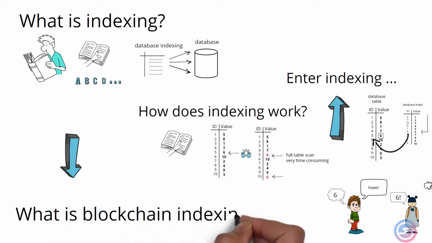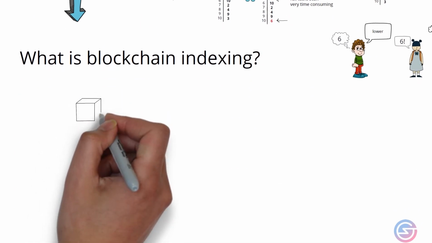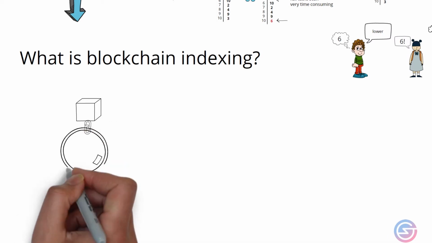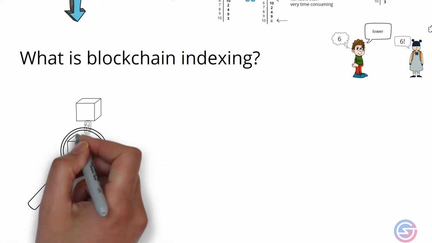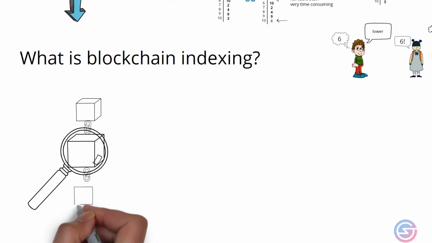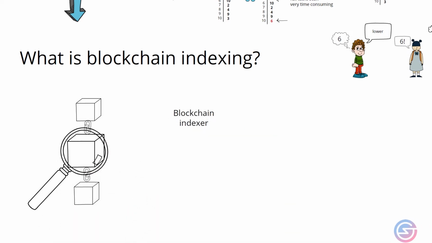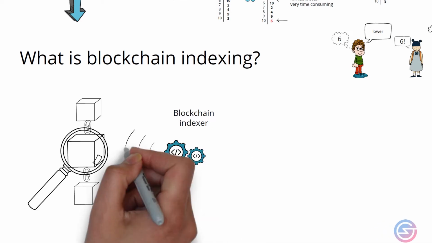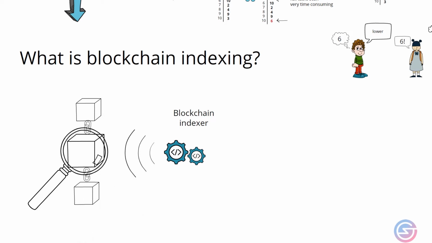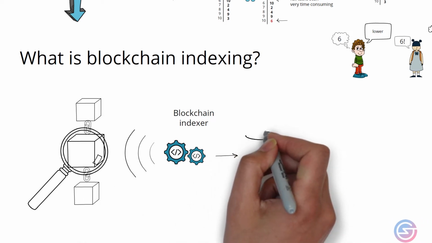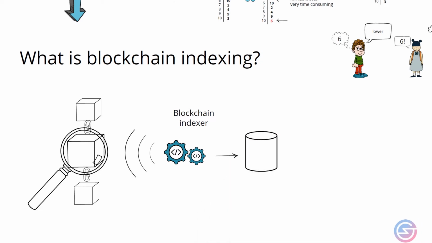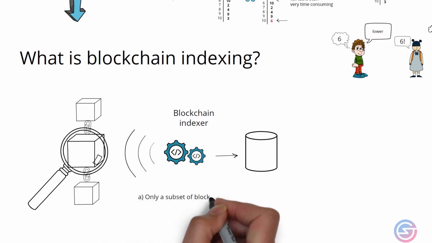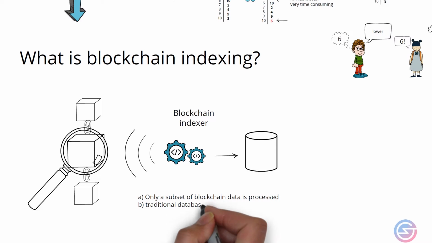What is blockchain indexing? Blockchain indexing is simply the process of trying to access data on the blockchain in a very fast and efficient manner. However, in addition to the standard database indexing techniques explained above, enter blockchain indexes. Blockchain indexes scan the blockchain for only the relevant data required by a decentralized application or dApp, and then store this in a database. This makes retrieval of blockchain data orders of magnitude faster because, firstly, only a subset of the blockchain data is processed, and secondly, traditional database indexing techniques are then applied.